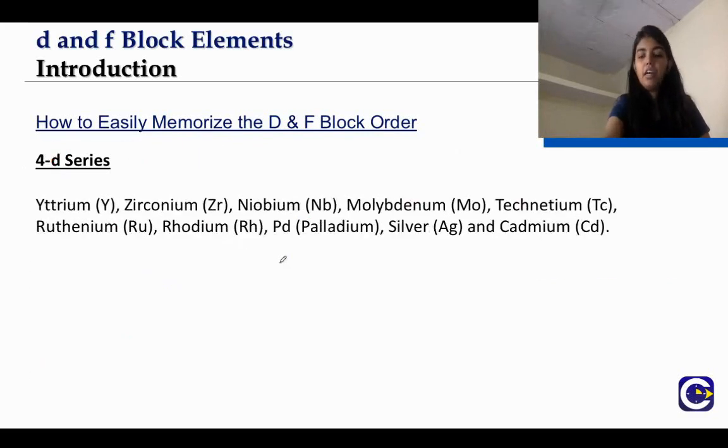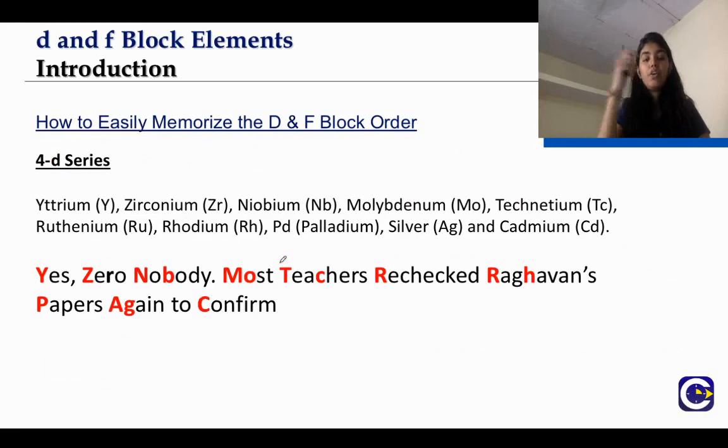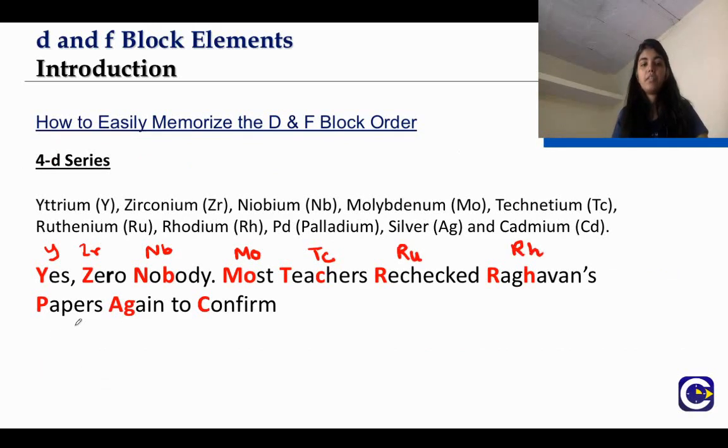Next you consider the 4D series. So you can remember it as: Yes, zero, nobody, most teachers rechecked Raghavan's paper again to confirm. So this is yttrium, zirconium, niobium, molybdenum, technetium, ruthenium, rhodium, palladium, silver and cadmium.